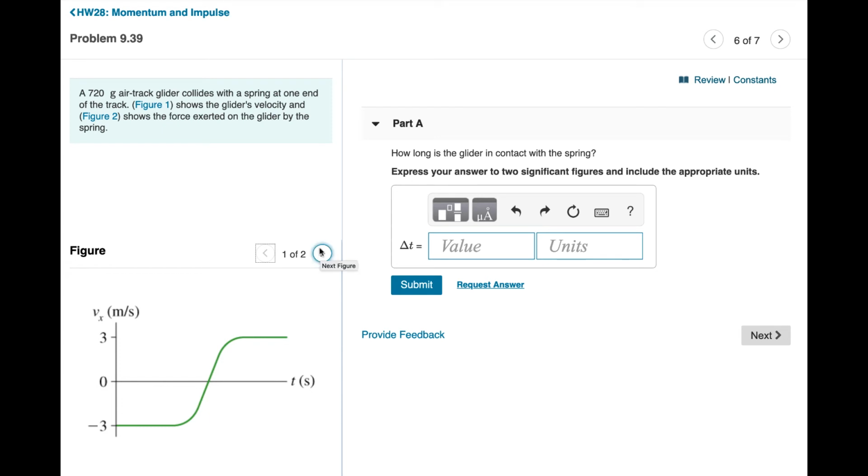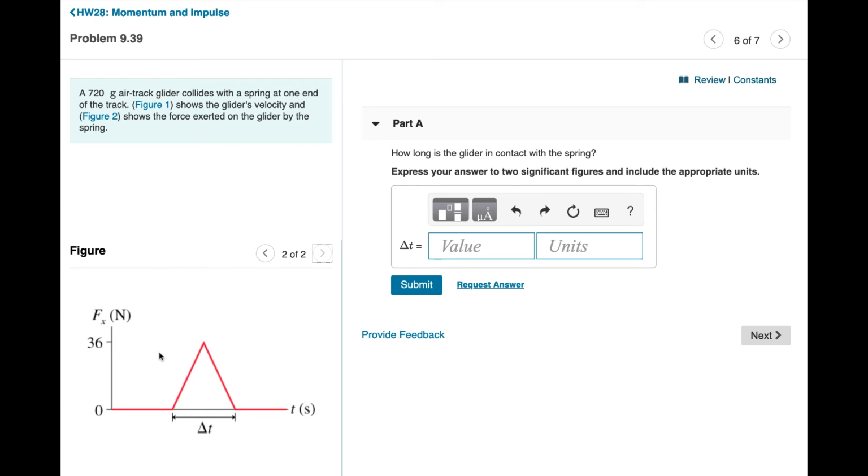That impulse is equal to the area under this graph. The area under this graph is the area of a triangle, which is 1/2 the base of the triangle, so 1/2 delta T, multiplied by the force, which is 36. Well, I already know the impulse, and so all I have to do is take the impulse and multiply by 2 and divide by F.